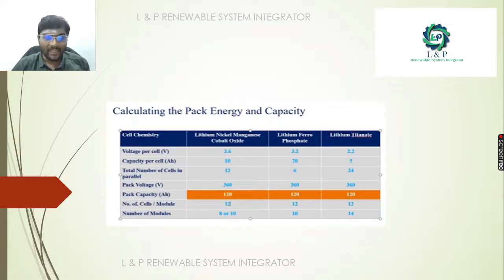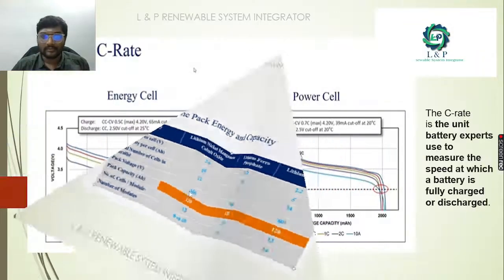So this is an example here. As we told earlier, we know the pack voltage, that is 360, and also we know the total number of cells in parallel. We also know the capacity per cell in Ah, and the voltage per cell values also.